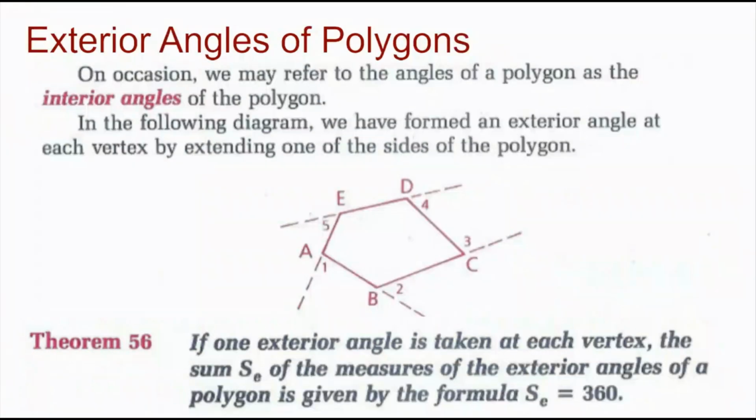Looking at exterior angles of polygons, we know the interior angles of a polygon are the angles that are inside the polygon, while the exterior angles of a polygon are the angles that are outside of the polygon. Now, Theorem 56 tells us that if one exterior angle is taken at each vertex, then the sum of the measures of the exterior angles of a polygon is 360 degrees. So every polygon's exterior angles will sum to 360 degrees. We can have a triangle, a square, a pentagon, an octagon, any polygon, they all will have their exterior angles equal 360 degrees when summed together.